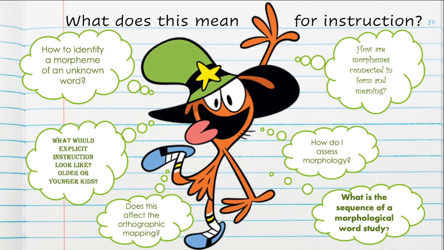We need to take a look at how that affects the orthographic mapping of the word, how those morphemes are connected to the form and the meaning, and then what is the way that I'm going to assess or double check to see if they understand what we're doing. This isn't something that we're going to do in addition to our phonics. It's going to be part of our normal phonics encoding piece.